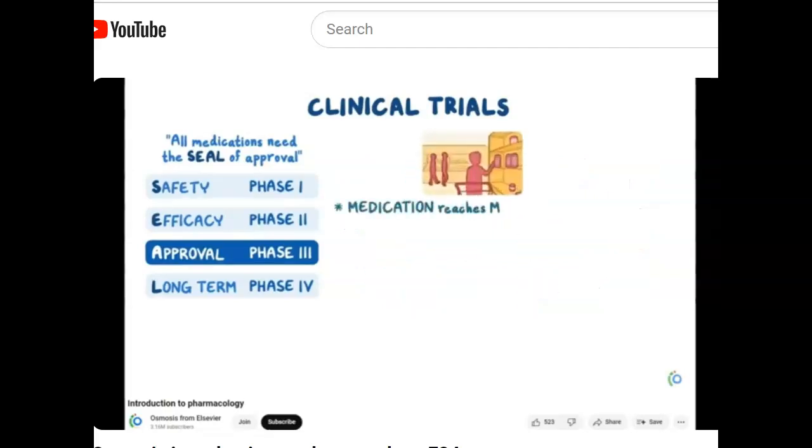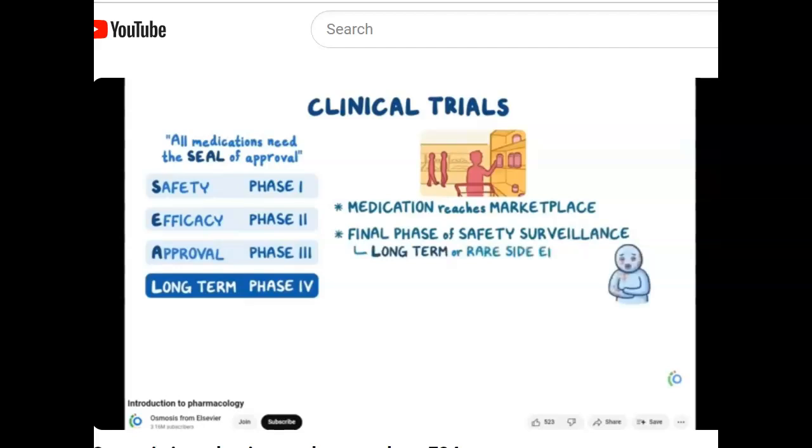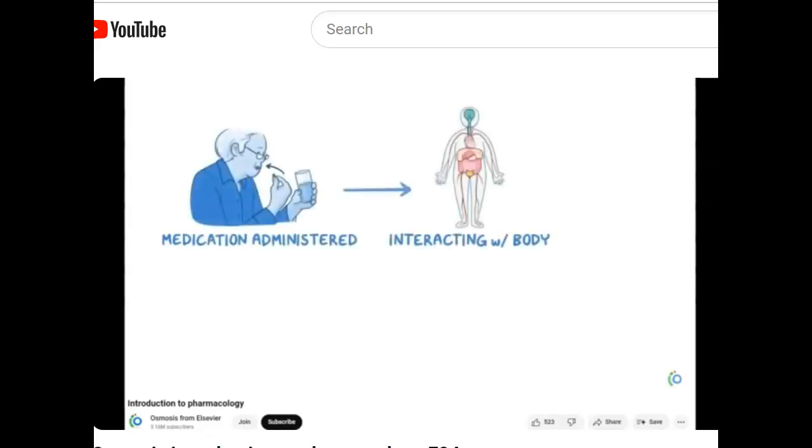Once a medication reaches the marketplace, there's Phase 4, which is a final phase of safety surveillance that looks for long-term or rare side effects that might have been missed. If it's found to be unsafe, a recall and ban might be needed. Alright, now once a medication is administered, it starts interacting with the body. This interaction can be broken down into pharmacokinetics and pharmacodynamics.